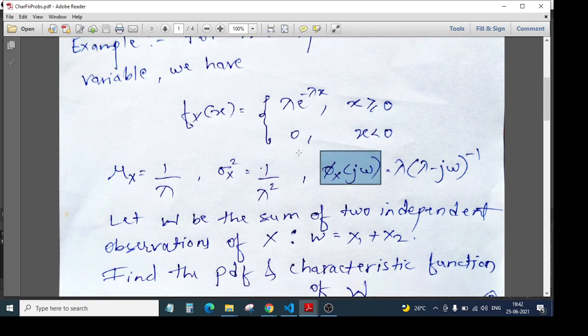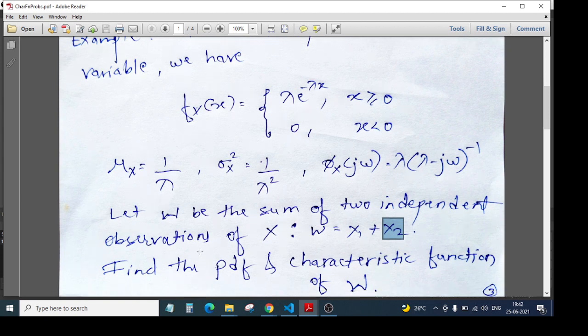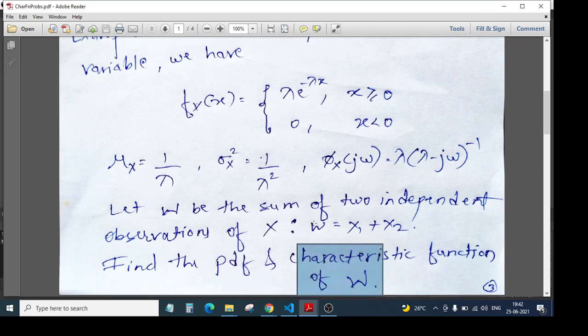The next thing they have told us is that we have a w, which is the sum of two random variables, and these two random variables are independent. Remember friends, these are not x and y, we have x1 and x2. Small change. And what we need to find is the PDF and the characteristic function of w.